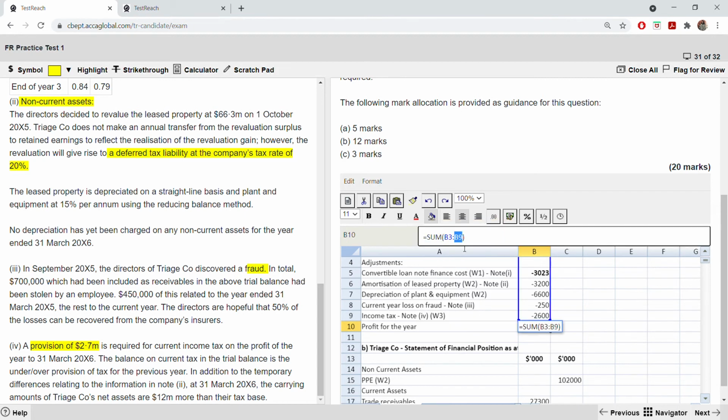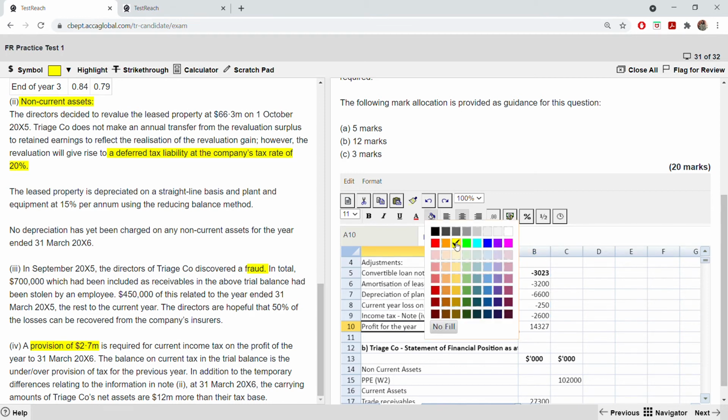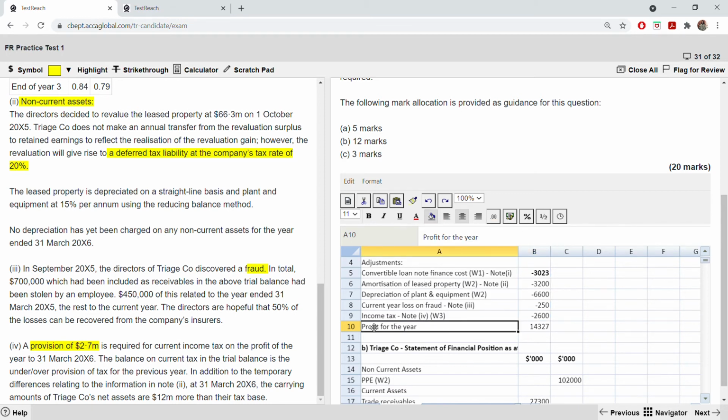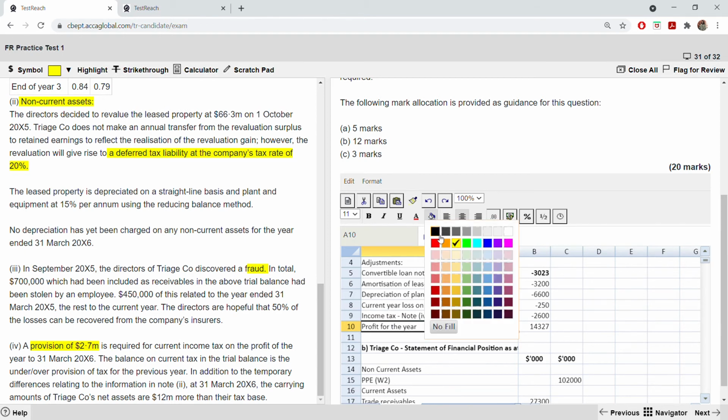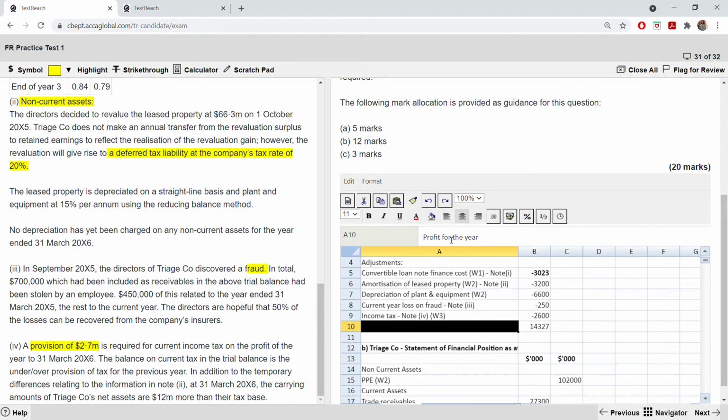Okay, you can highlight this cell like this. No fill, and then go again and highlight it. So I'm not understanding why I'm not able to highlight it. You see, so you can highlight it like this, to point out that for part A this is the main answer.